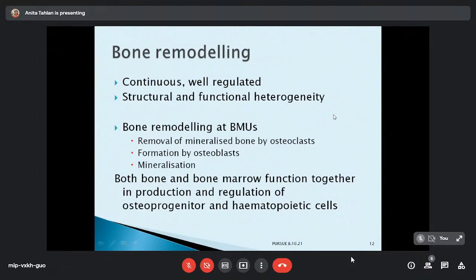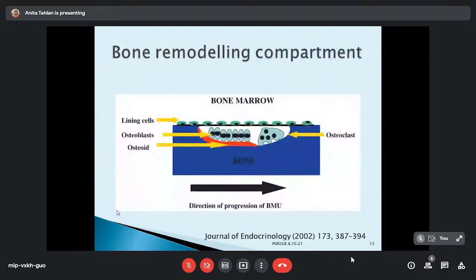Now, this bone remodeling is basically done at the basic multicellular unit. It removes the mineralized bone, which is done by the osteoclast. Bone formation is done by the osteoblast, which is followed by the mineralization. So both bone and the bone marrow function together in this regulation. Now, where do these BMUs reside? The work of the BMU is done in what is called a bone remodeling compartment.